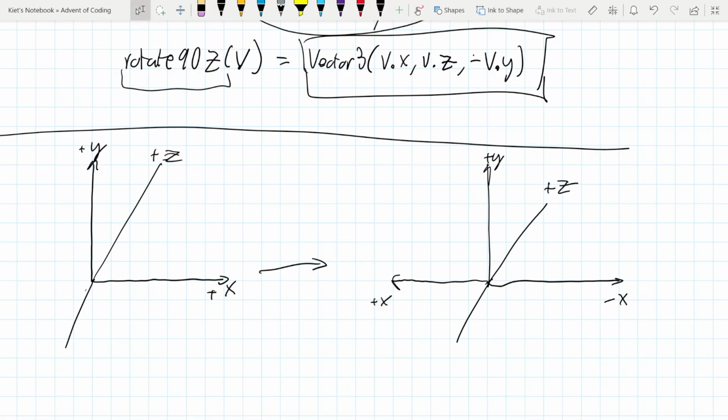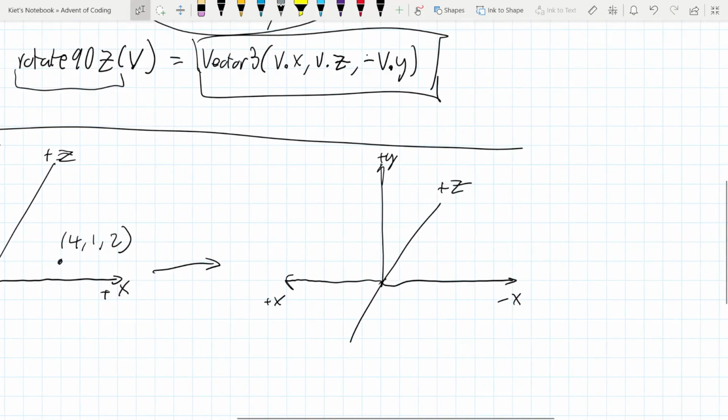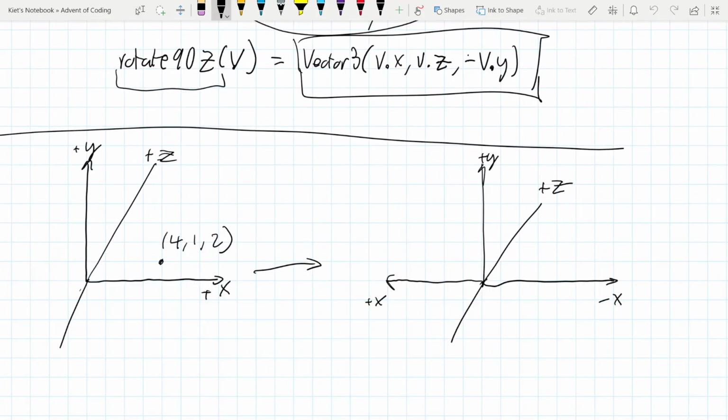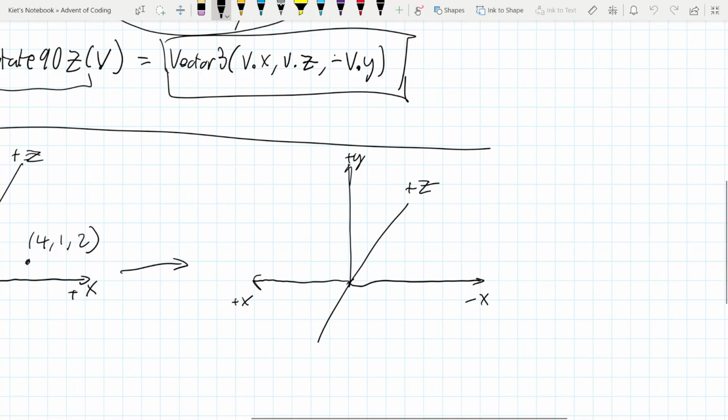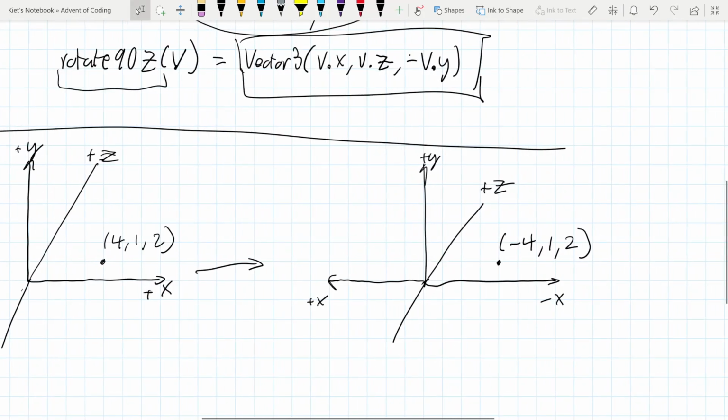So let me just put a point here to translate. So 4, 1, 2. Let's just say that the z is at 2 somewhere, even though I'm not drawing it correctly, but whatever. Okay, so the point still stays the same. The only difference is that since we flipped the x-axis, now this point will be at negative 4 instead of positive 4. It's going to be 1, 2. Cool, does that make sense?